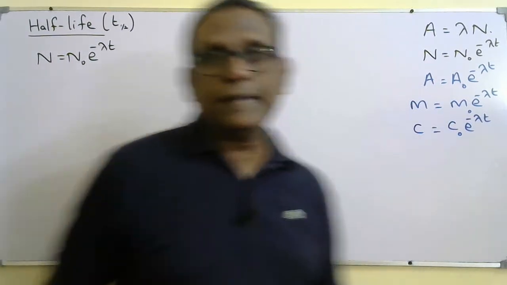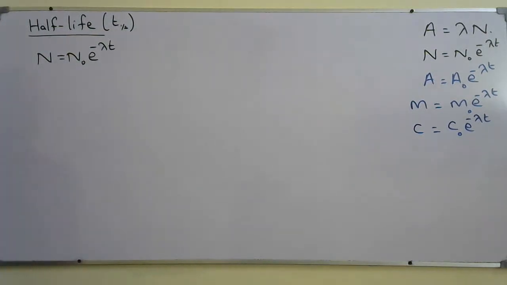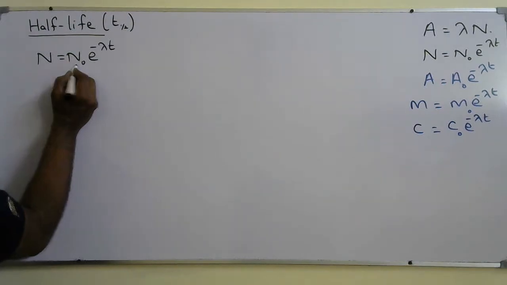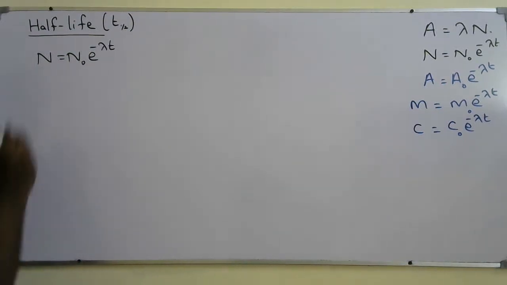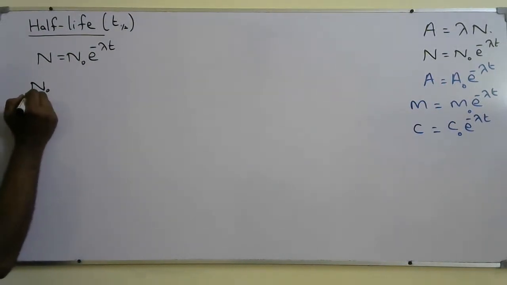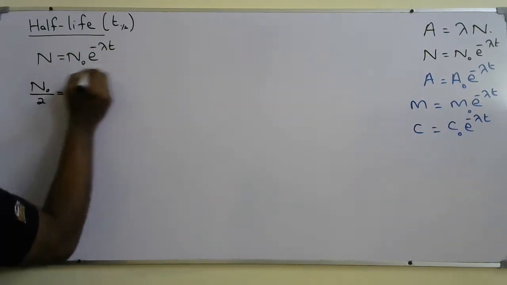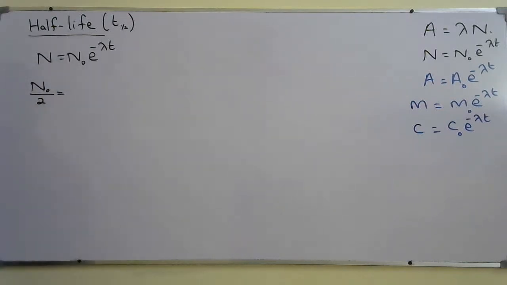We'll see mathematically. Okay, so N equals N naught e to the power minus lambda t. So T half is the time taken for N naught to become N naught by 2, is it? So N naught to become N naught by 2. What's the meaning of this equation? You should understand the meaning of this equation. You should be able to interpret this equation.